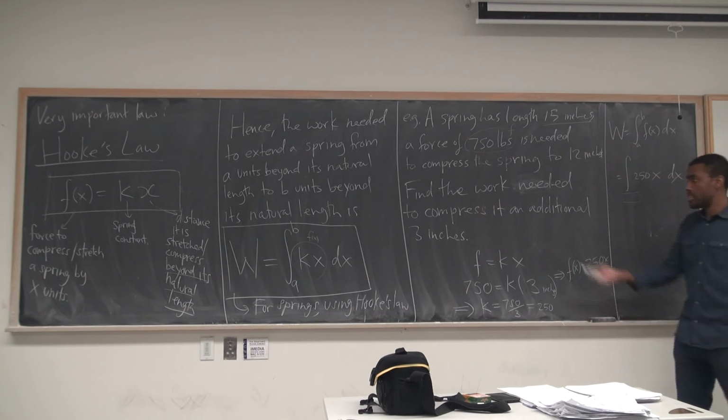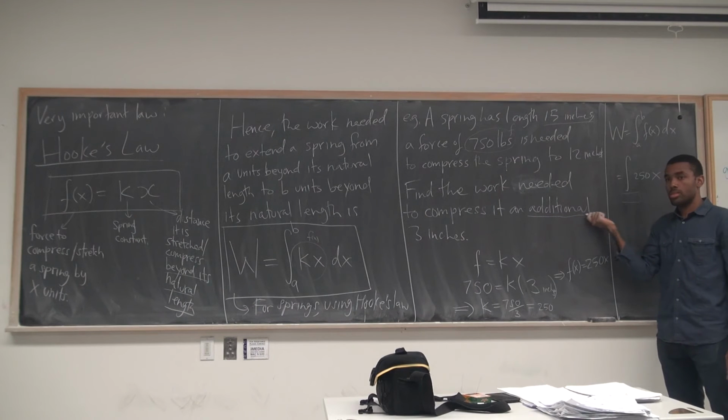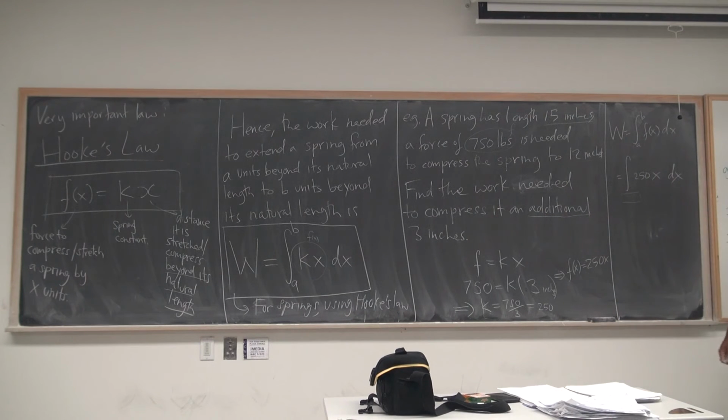Look at the question. It says additional, just 3 more. So I have this spring. I compress it by this, and I already expended some work. I don't care about that. I want to know how much work to push it further by 3 inches. So where's my starting point? 12. You're compressing it down, so it goes from larger to smaller. 9 to 12.